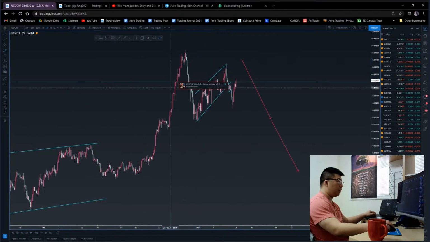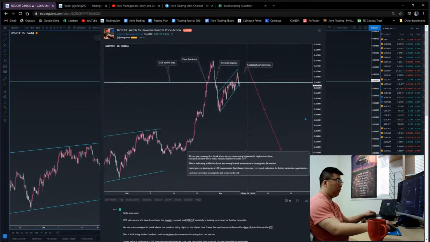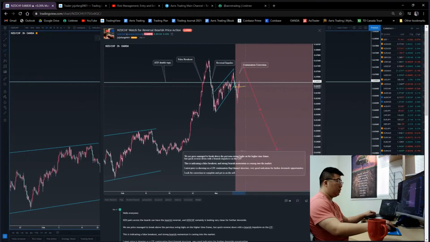We had a false breakout in my opinion, and then a reversal impulse down, followed by kind of a flag, kind of channel correction, and then a strong impulse down. And this is where I was telling people to look for a sell here. And if you get in a sell, if it pushes down, you should already set it to break even, right?